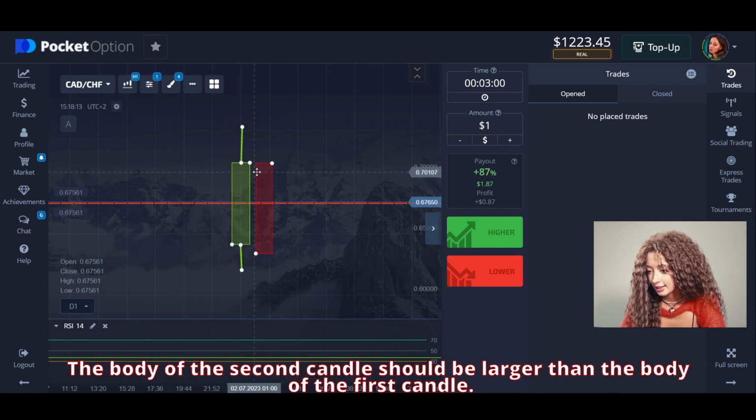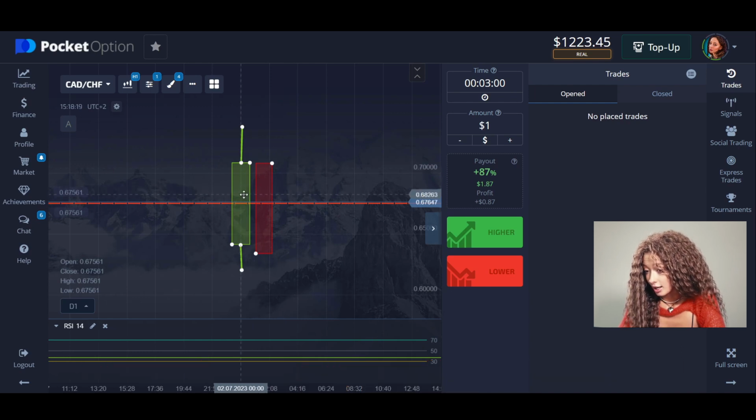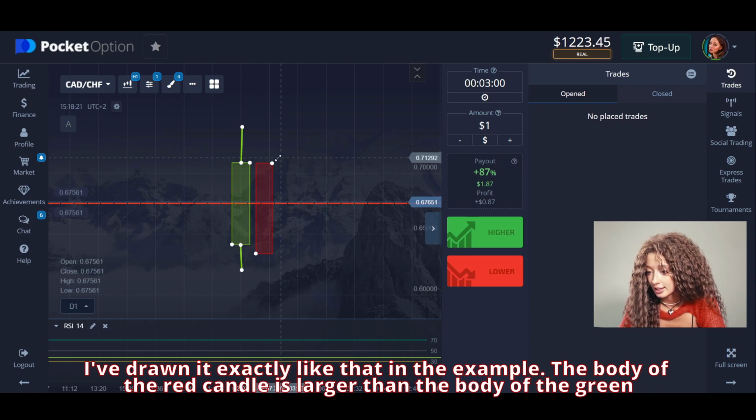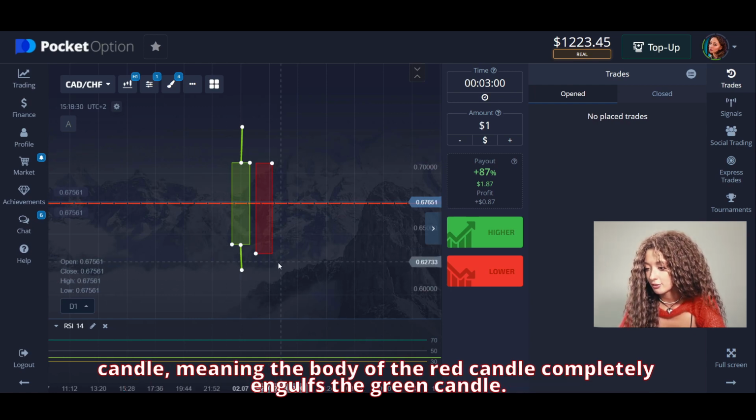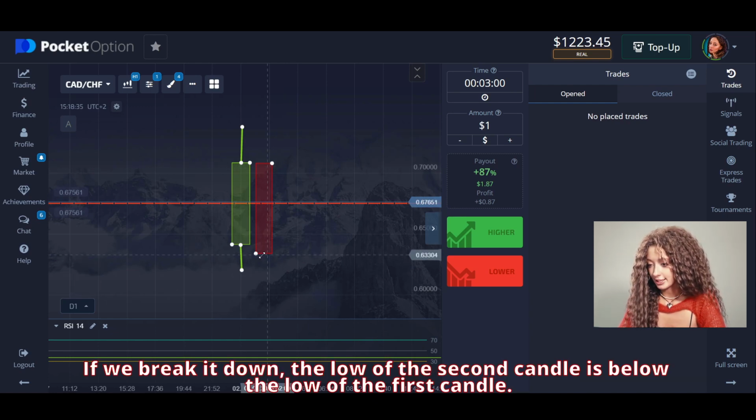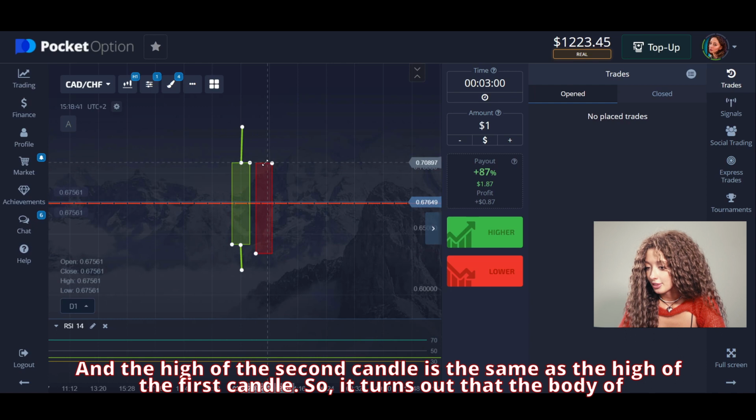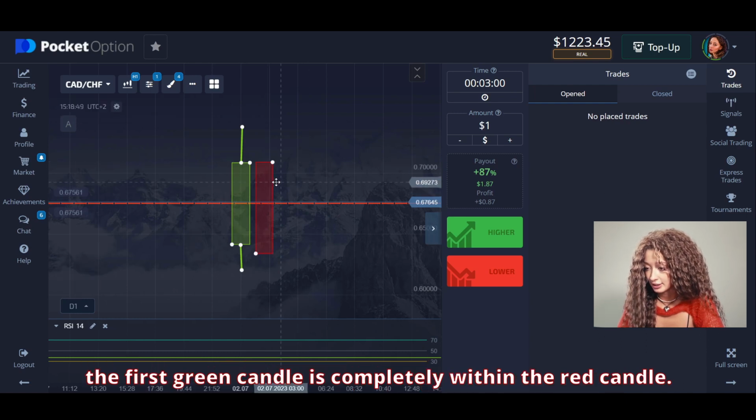The second condition of engulfing is a bit more complex. The body of the second candle should be larger than the body of the first candle. And I'll draw it exactly like that in the example. The body of the red candle is larger than the body of the green candle, meaning the body of the red candle completely engulfs the green candle. If you break it down, the low of the second candle is below the low of the first candle, and the high of the second candle is the same as the high of the first candle. So it turns out that the body of the first green candle is completely within the red candle.